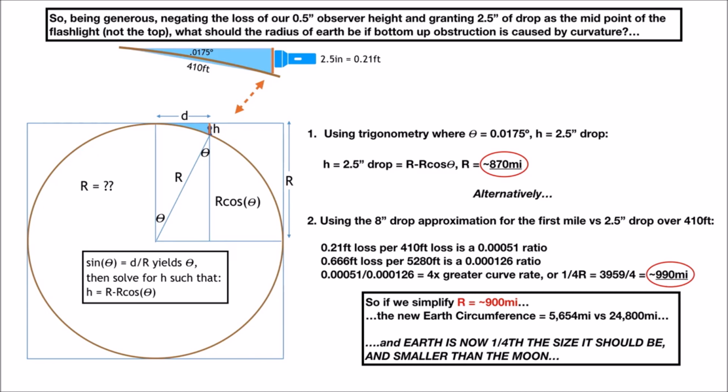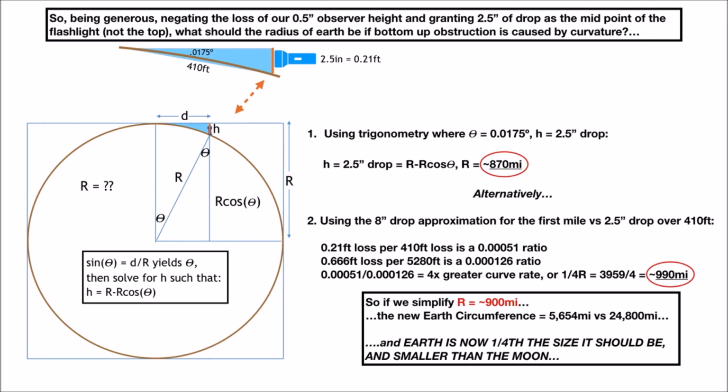You can use an alternative method using the 8-inch drop approximation for the first mile versus our 2.5-inch drop over our 410 feet. You can just analyze the ratios between the two, and you get something about 4 times greater curve rate because our obstruction is just too much. Or it's about 1/4 the R, basically. As an approximation again, you get something like 990 miles. So you can average some of these methods together, and you can say that roughly we should be standing on a globe with a radius of about 900 miles. We're just going to use it as an approximation.